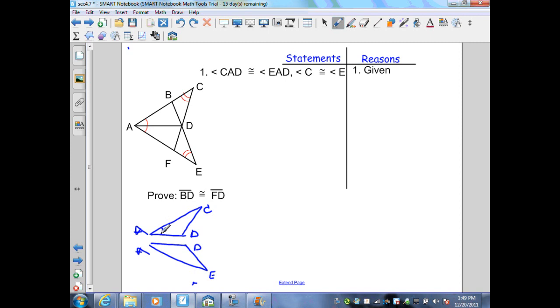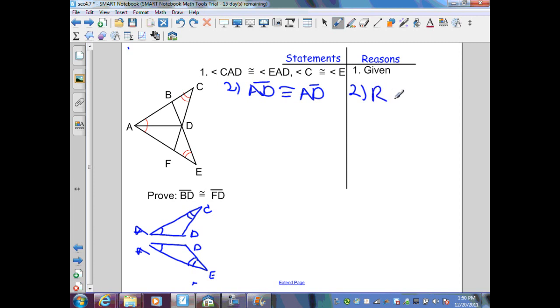I'm given that CAD is congruent to angle EAD. I'm also given that angle C is congruent to angle E. And if I go back to the diagram, I know that segment AD is congruent to segment AD. So these two parts are common to both triangles. So on step 2, I can state that segment AD is congruent to segment AD by the reflexive property.